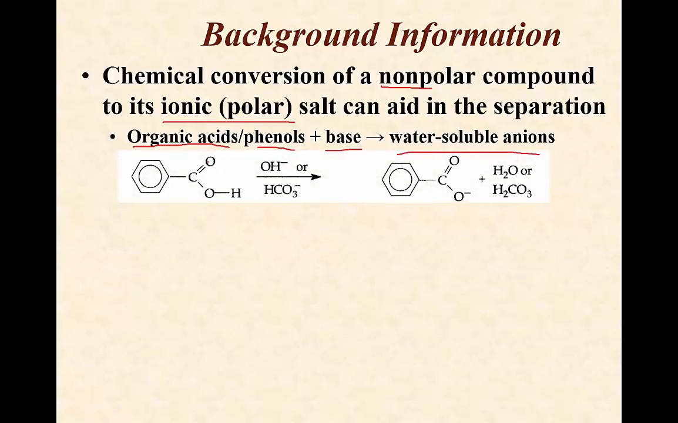So here's an example of a carboxylic acid. Remember, this is the functional group for carboxylic acid. We're going to react that with a strong base, such as sodium hydroxide, or a weak base, such as sodium bicarbonate. When we do that, we're going to get this right here. So basically what we've done is cleaved off that hydrogen. That has combined with either the OH to form H2O, or with the bicarbonate to form carbonic acid. And then we have this anion right here, which will now be soluble in water.